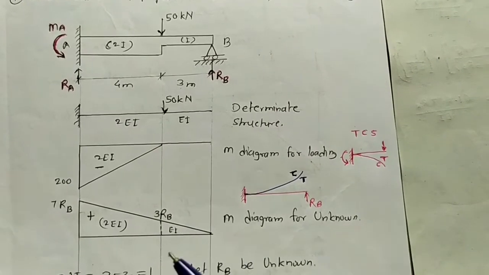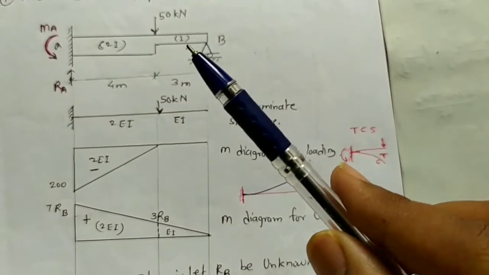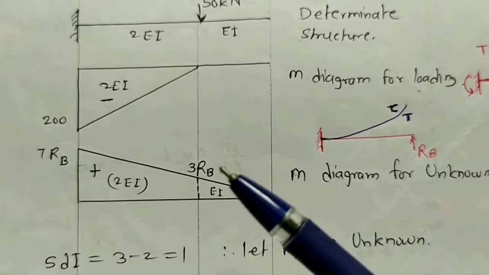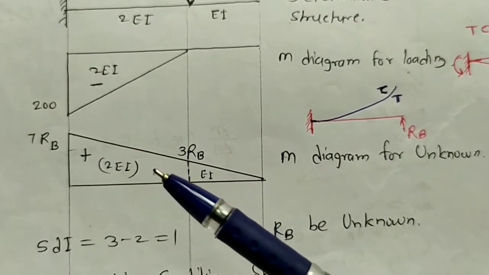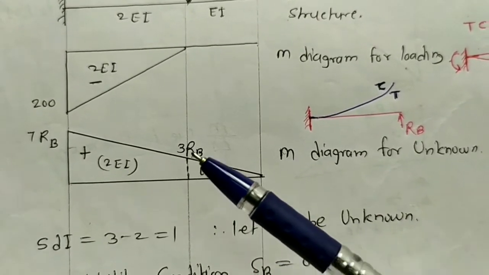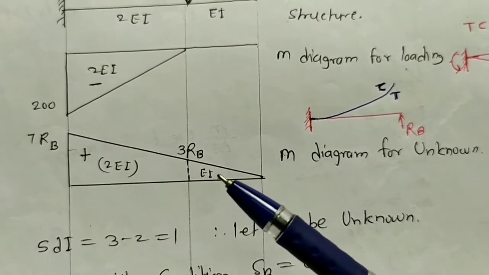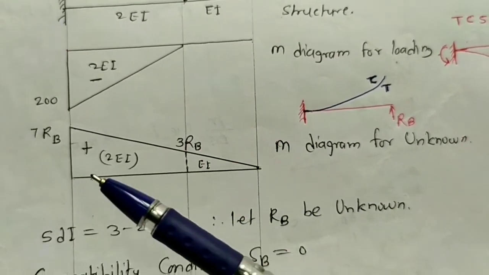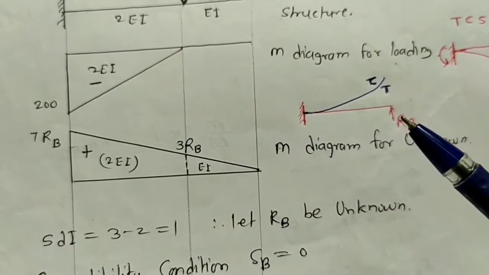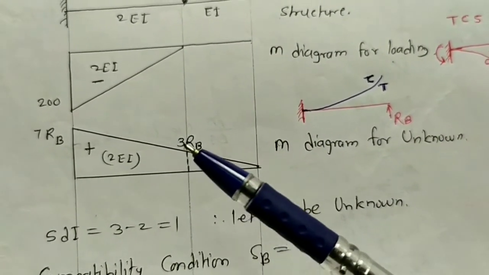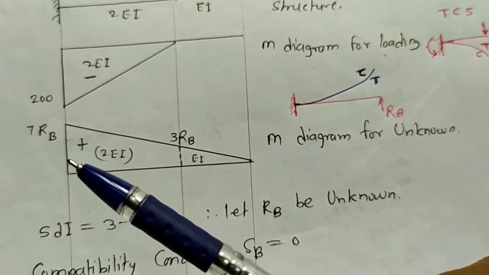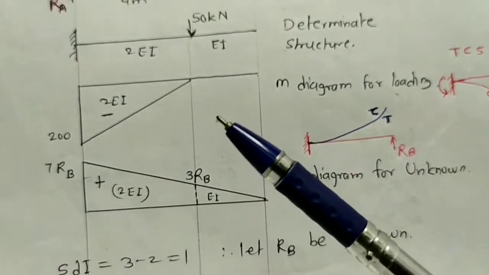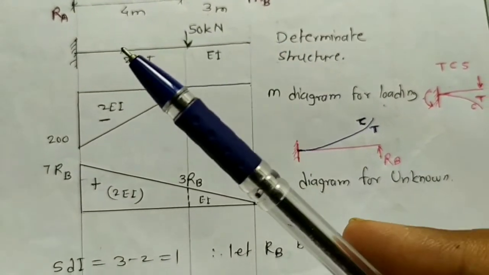Just show here the EI variation. This part is having EI. This part is having 2EI. I have made a line to show that part, so this part is different, because there is EI variation. Now this is a cantilever beam subject to a point load. For this we can get these values: here at this point there will be a moment of 7RB, and at this level there will be 3RB, because 4 and 3 are the distances.